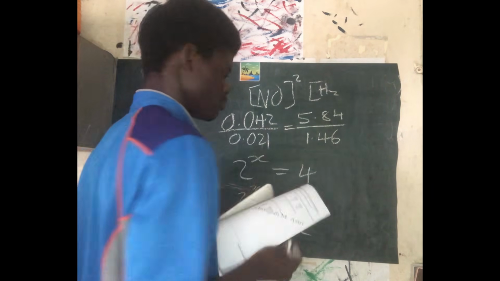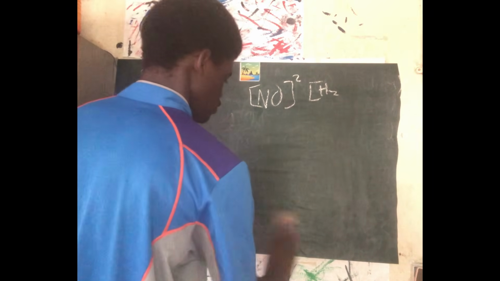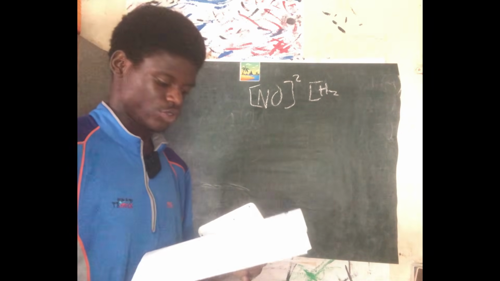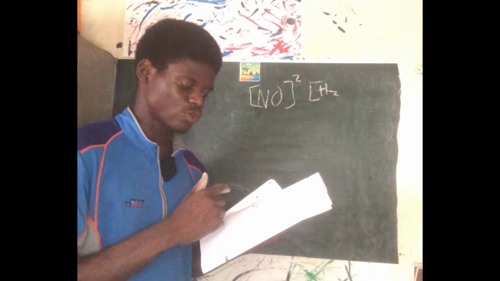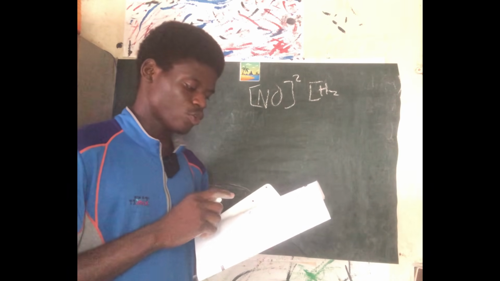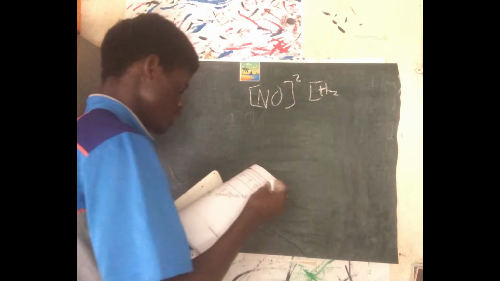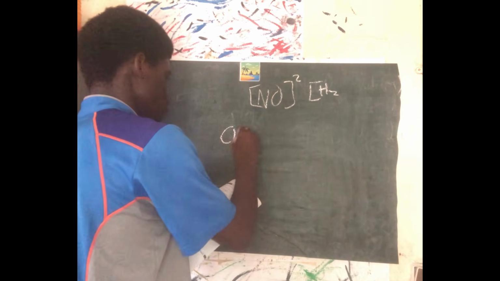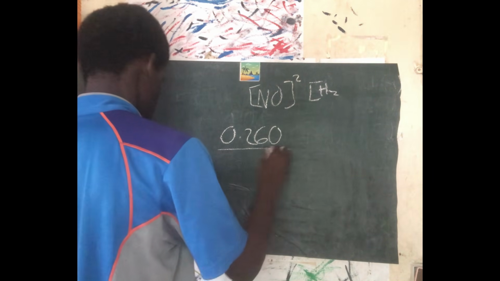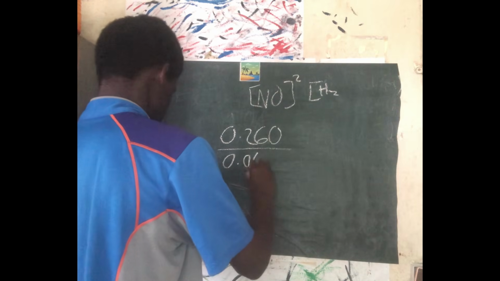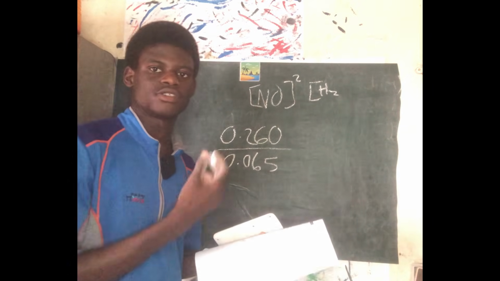Now let's find the order of H2. To get the order of H2 is just easy. We go to the part where the concentration of NO is constant and that of H2 is changing. NO is constant in experiments 1 and 2, and H2 is changing, so we just divide: 0.260 divided by 0.065. Don't forget we are dividing the biggest by the smallest.